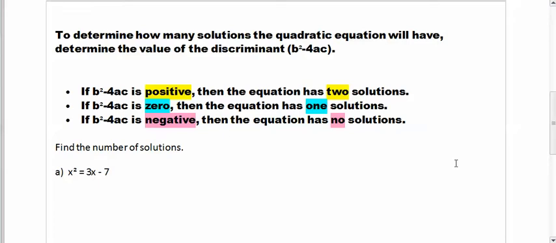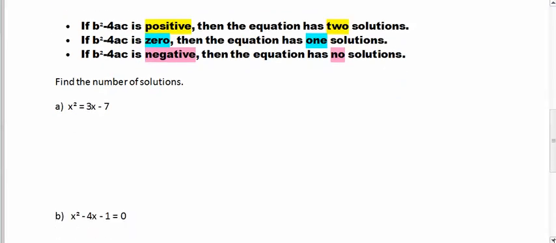And if you do b squared minus 4ac and the answer is negative, then the equation has no solutions. So stop the tape and go ahead and copy down those notes, because you will need them. You need to know that positive is 2 solutions, 0 is 1 solution, and negative is no solution. Okay, now we're going to do a couple of practice problems.